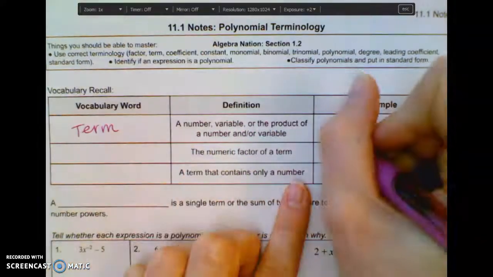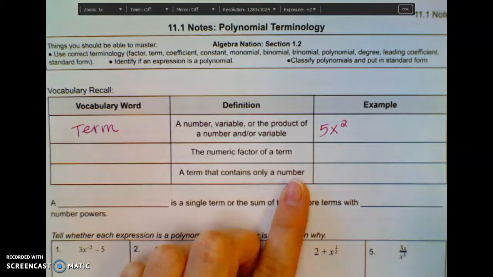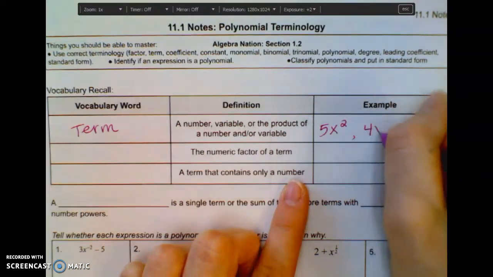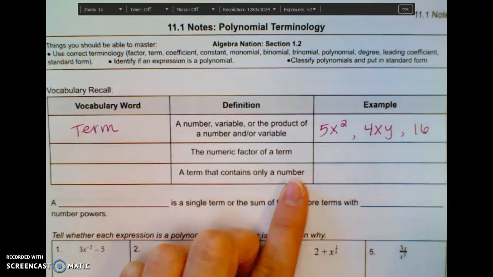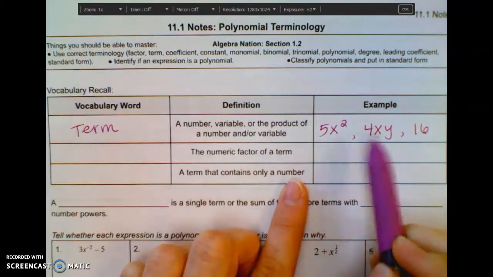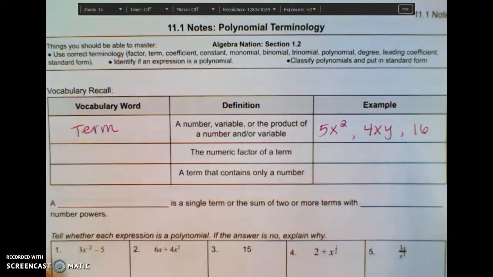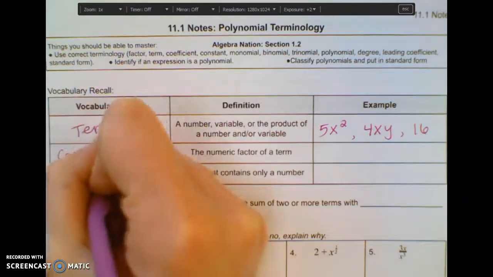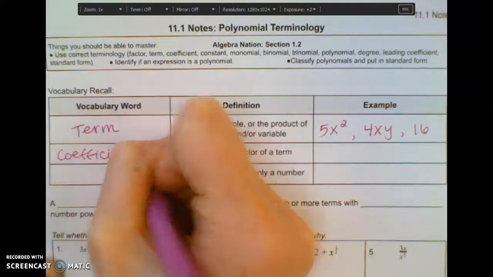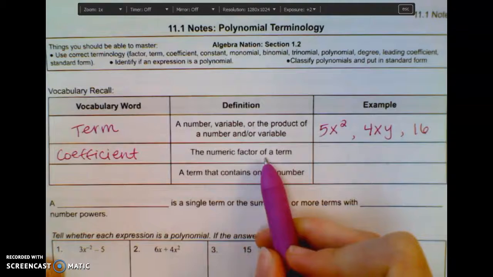For example, 5x squared, that's a term. If I have 4xy, that's a term. What about 16? That's also a term. So any one of these by themselves are called a term. Next vocab word is coefficient. A coefficient is the number factor of a term.